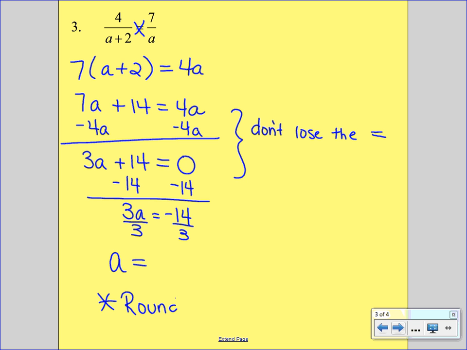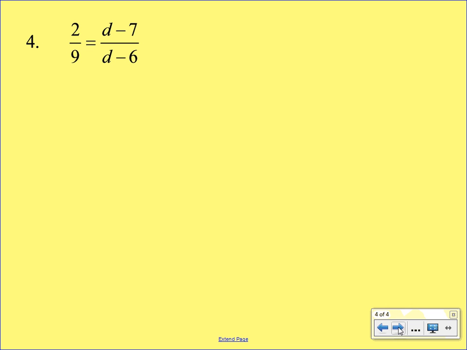So when you type that in your calculator, negative 14 divided by positive 3, you end up with a negative 4.67. And that's an acceptable answer for this unit. All right, last problem here.